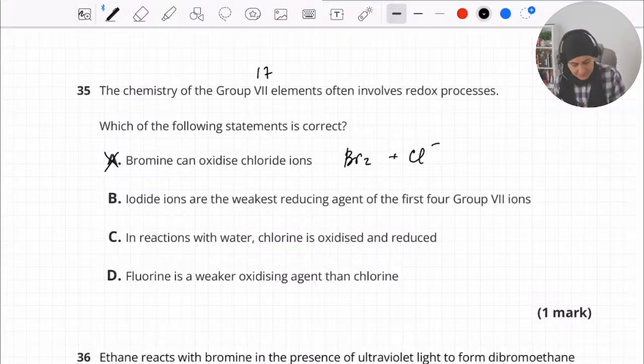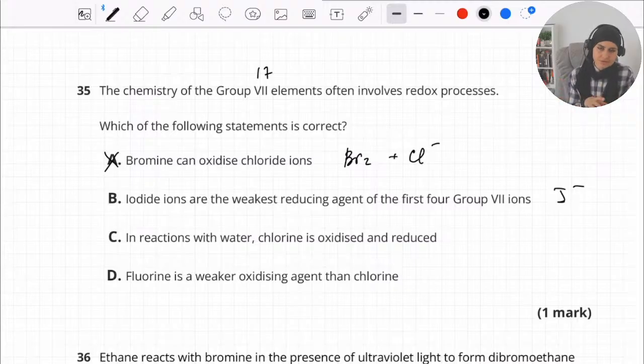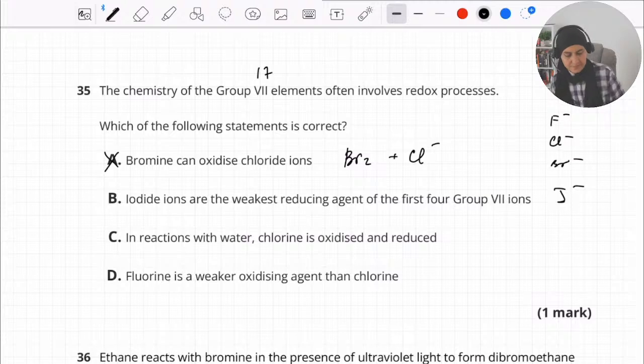Next one. Iodide ions are the weakest reducing agents of the first 4 in group 7. Iodide. Okay, so reducing agent, what does it mean? Reducing agent is being oxidized, so it's losing electrons, right? If you compare the ability to lose electrons of F minus, Cl minus, Br minus, they all can lose electrons, but I minus has the largest radius, so the outer electron is attracted the worst. So it would lose electrons the easiest.